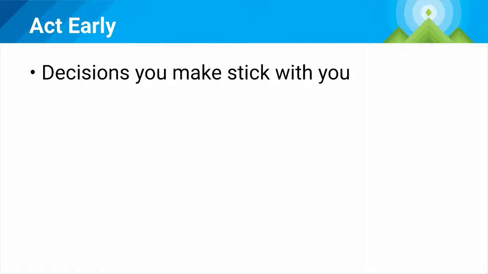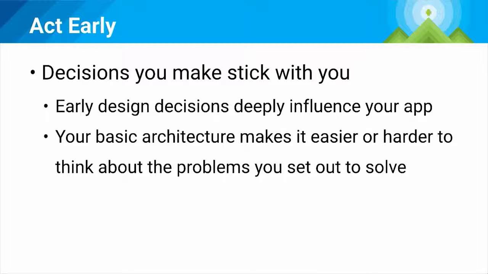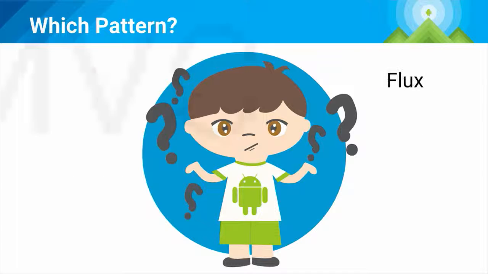So the important thing about application architecture is really you need to act early in your applications. As soon as you start writing code, you've made these decisions that are going to affect how your application is going to be developed from there forward. So those decisions stick with you. These really, really deeply influence your application. We're going to show you a few of the ways that this really affects how you might write your app as you move forward. It really makes it easier or harder to think about the problems that you're really setting out to solve in your application.